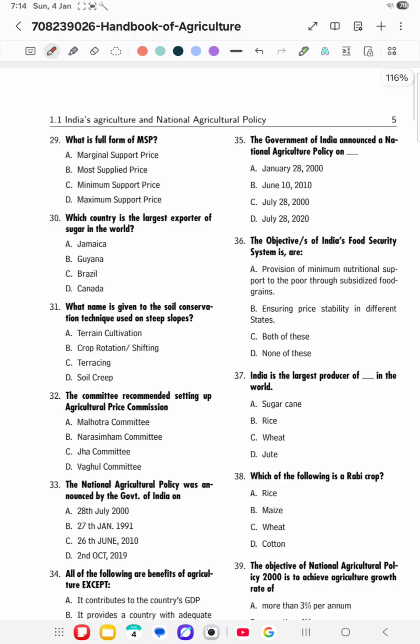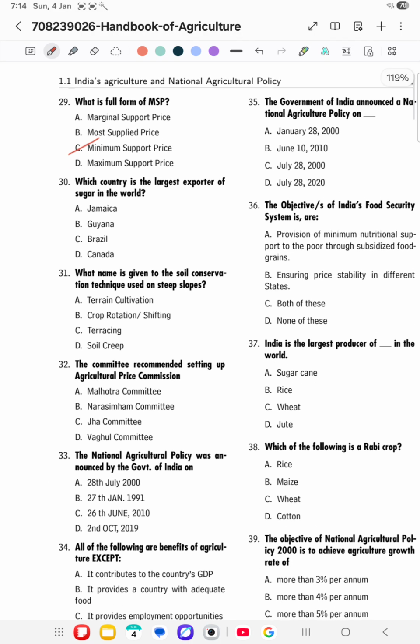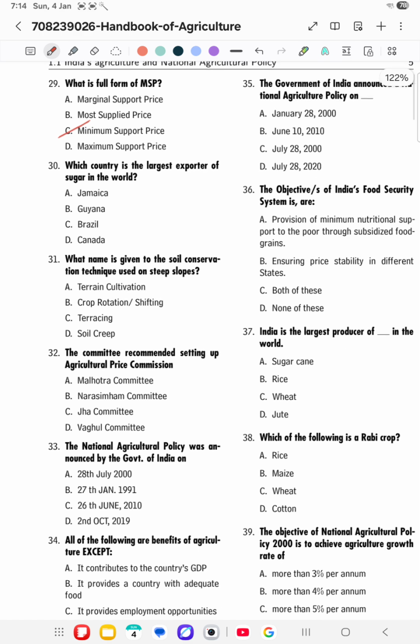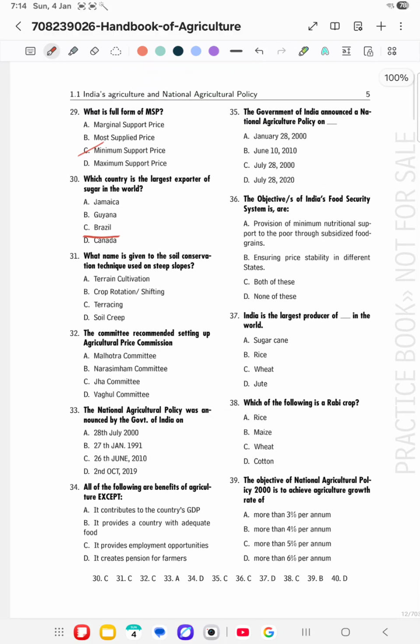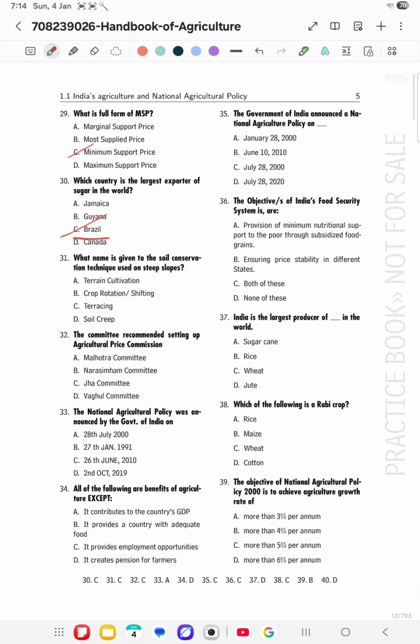What is the full form of MSP? Obviously, minimum support prices. Then, which country is the largest exporter of sugar in the world? It can be Brazil actually. C. Yes. Canada and USA are related to wheat, so it can never be; in Canada there would hardly be any sugar cane. Guyana is impossible, I think.